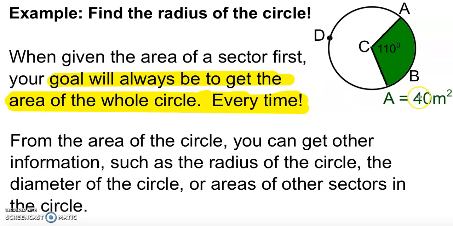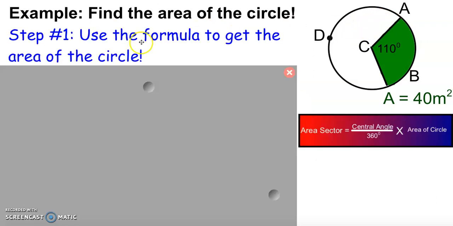If I give you the area of a sector, you always have to figure out the area of the circle, even if that's what I'm just asking for. I might just ask for the area of the circle. But if I ask for anything else specific, then you still have to get the area of the circle. So let's take a look at an example here. So I want to find the area of the circle. So this is 40 meters squared, the area of this sector.